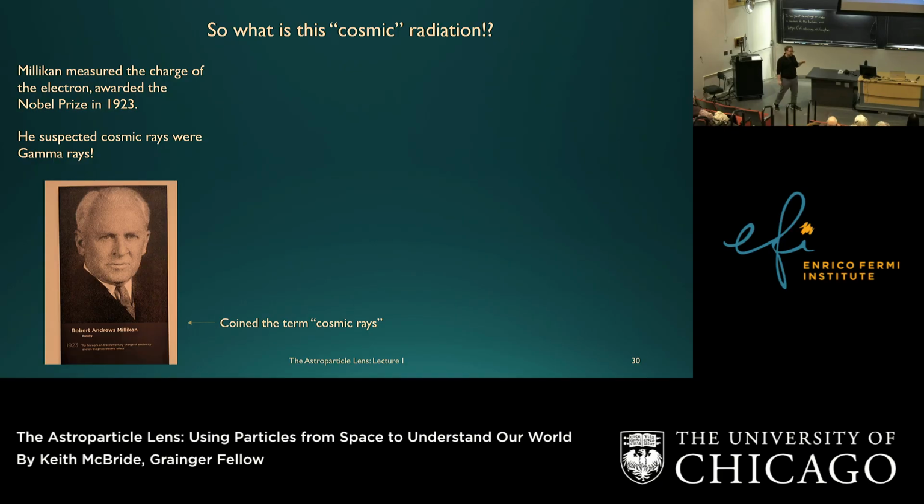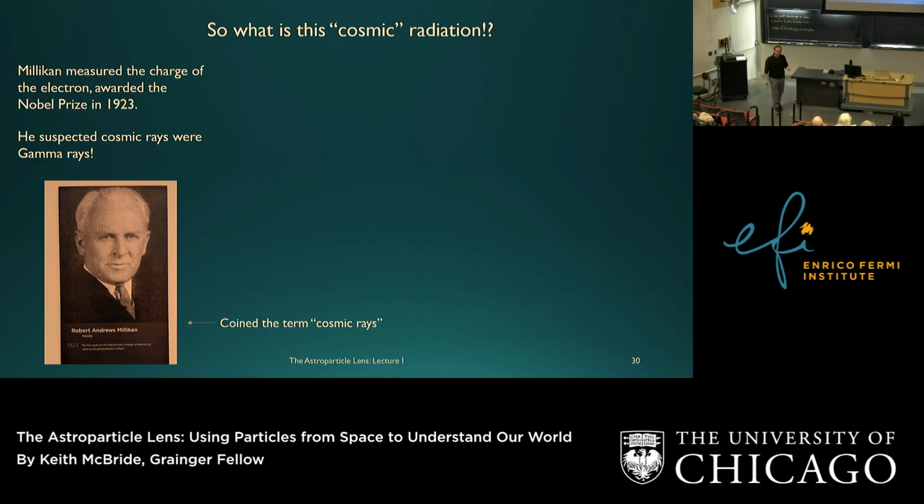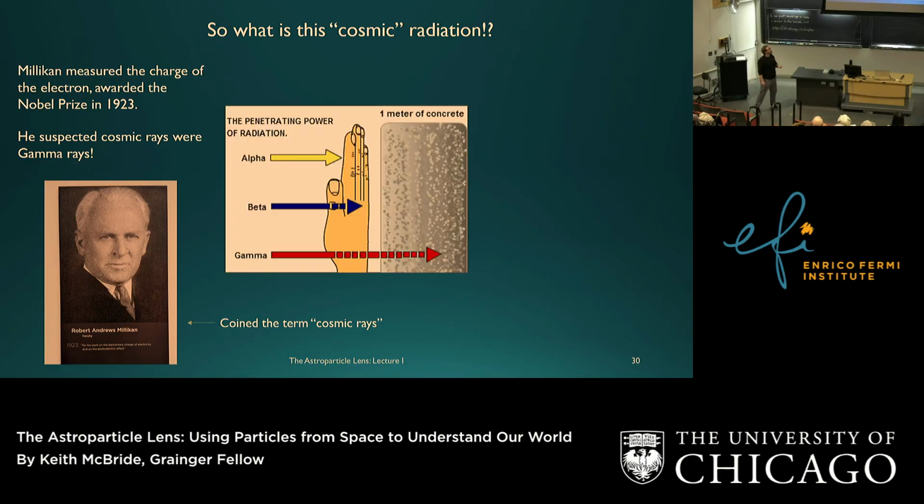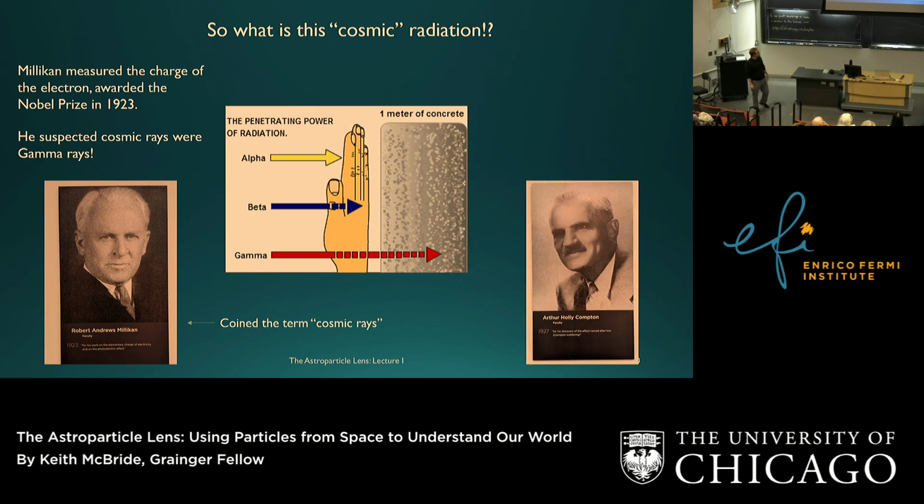He suspected that this cosmic radiation was gamma rays. He said this is probably a neutral particle. It's probably the kind of radiation we know about. It's probably gamma rays. And remember, they already knew that gamma rays were the most penetrating, and they had already determined that these kinds of particles were also most penetrating. So that makes perfect sense.